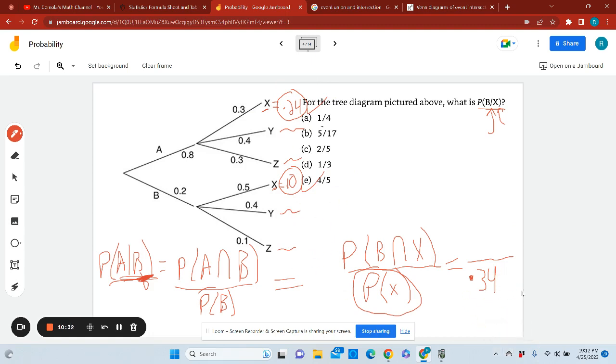Now, given that we know X is going to occur, what's the probability that B occurs? Well, if B is going to occur after X, or if B is going to occur before X, but they're both going to happen, we must be talking about this pathway, which is why it says the probability of B and X in the numerator. So we're talking about 20% of 0.5, or 0.2 times 0.5.